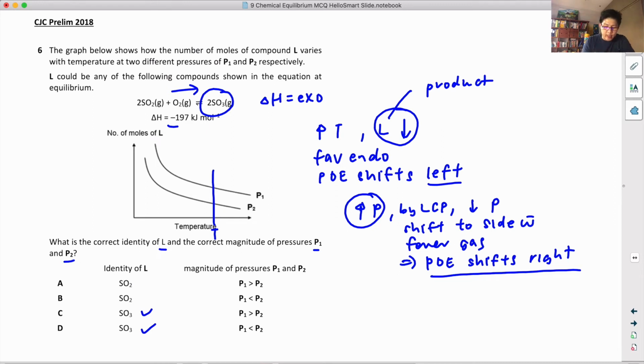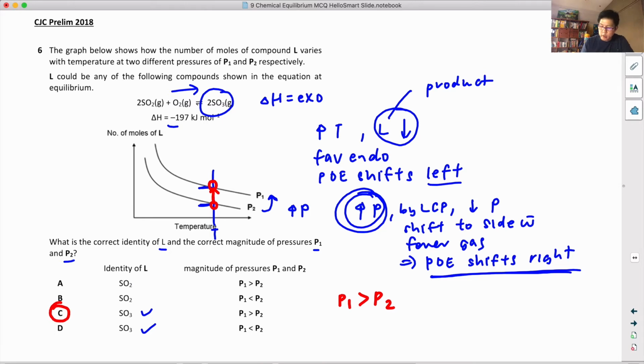So in that case, since SO3 is higher here compared to here, from P2 to P1 you are actually increasing the pressure, because when we increase pressure, it shifts right, so you produce more SO3. So when you increase pressure, there'll be more SO3, because SO3 moves up from here to here. So P1 must be greater than P2. All right, which means the answer is C.